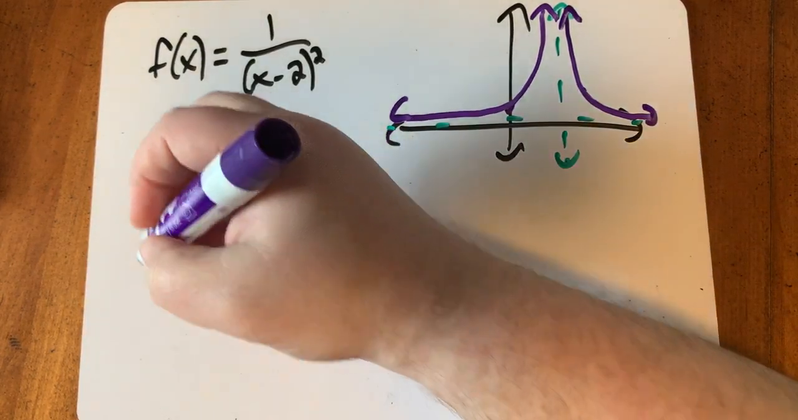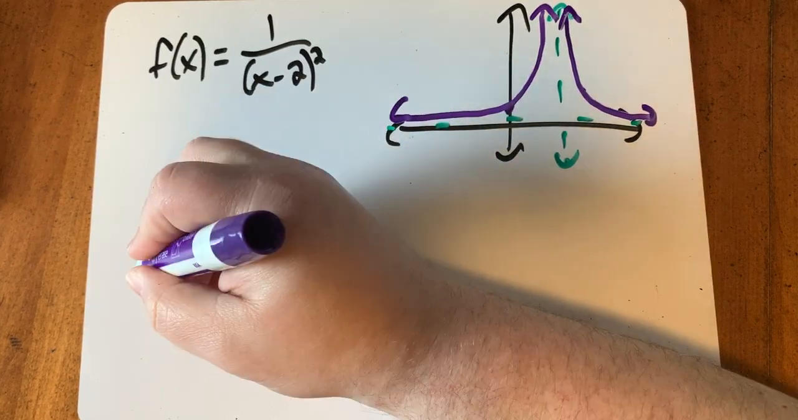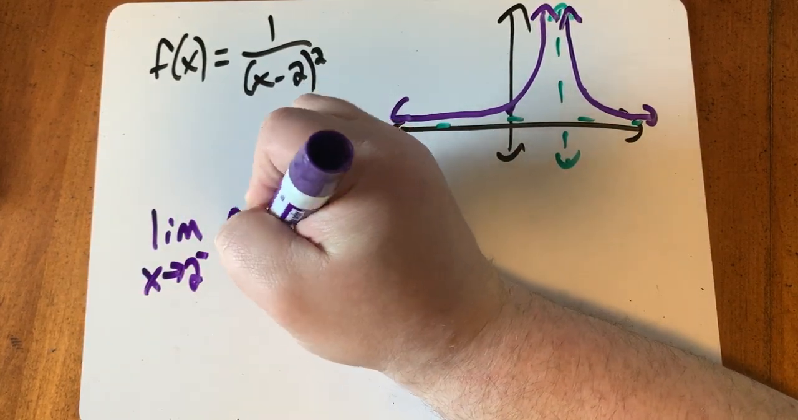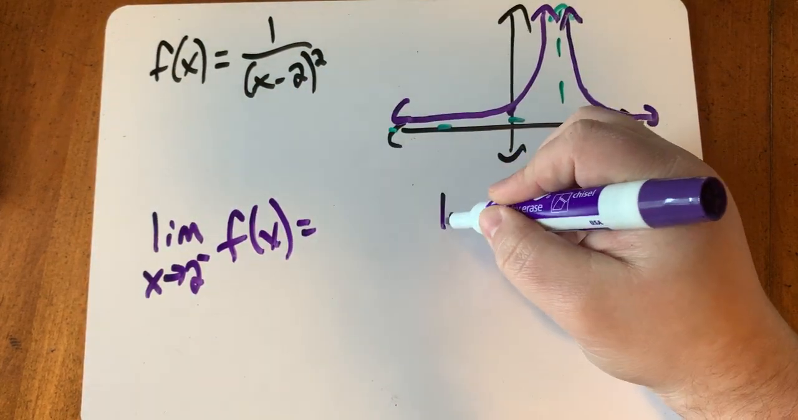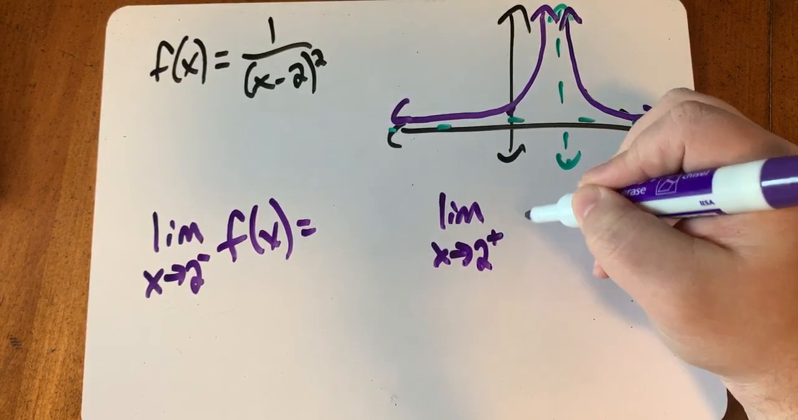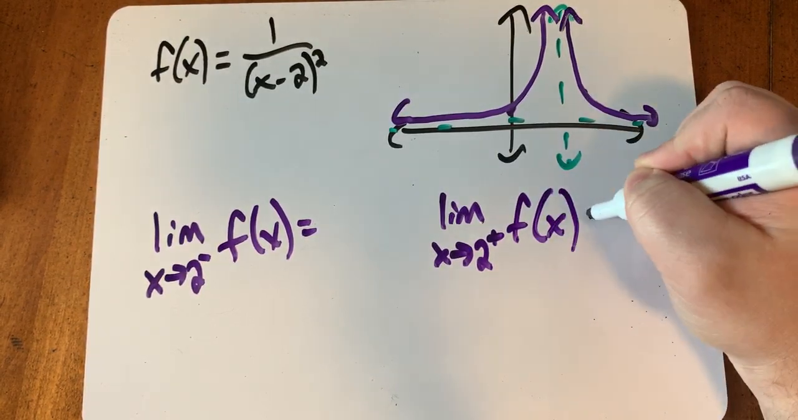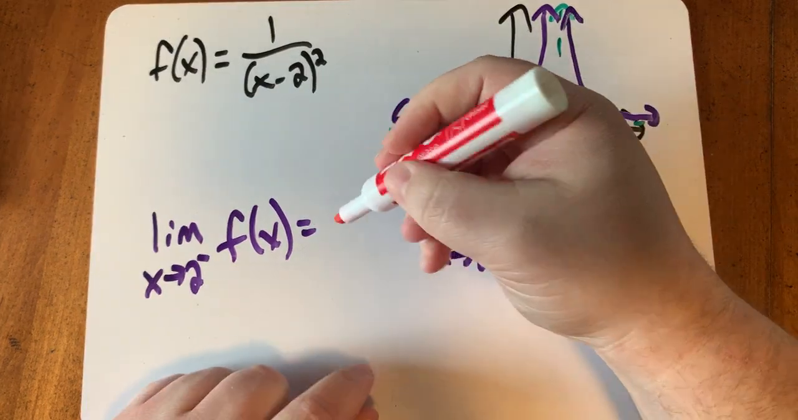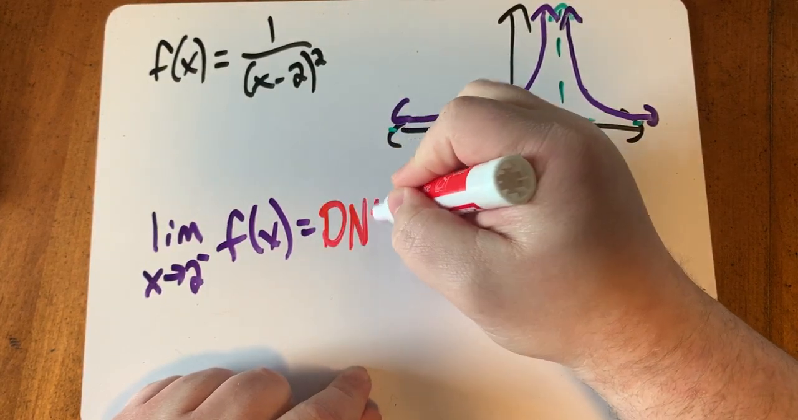Now, if we were to talk about the limit as x approaches 2 from the left of f of x, and the limit as x approaches 2 from the right of f of x, technically, our limit does not exist. Technically, these limits do not exist.